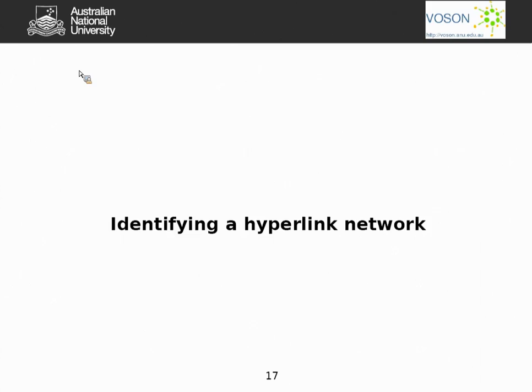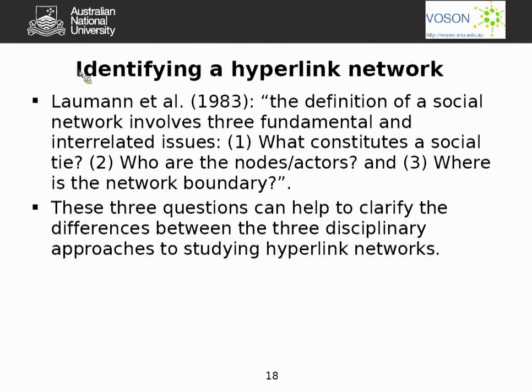So having introduced these three disciplinary perspectives to studying hyperlink networks, I now want to talk a bit about identifying a hyperlink network. And again, I'm drawing here from the paper with Dean Lusher. There's a paper by Laumann et al. that we quote in our paper, where they talk about the definition of a social network involving three fundamental and interrelated issues, or questions really.